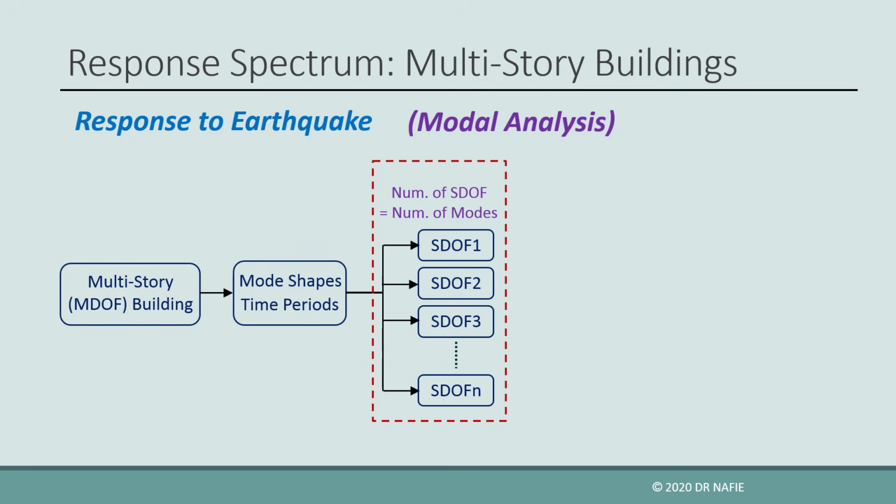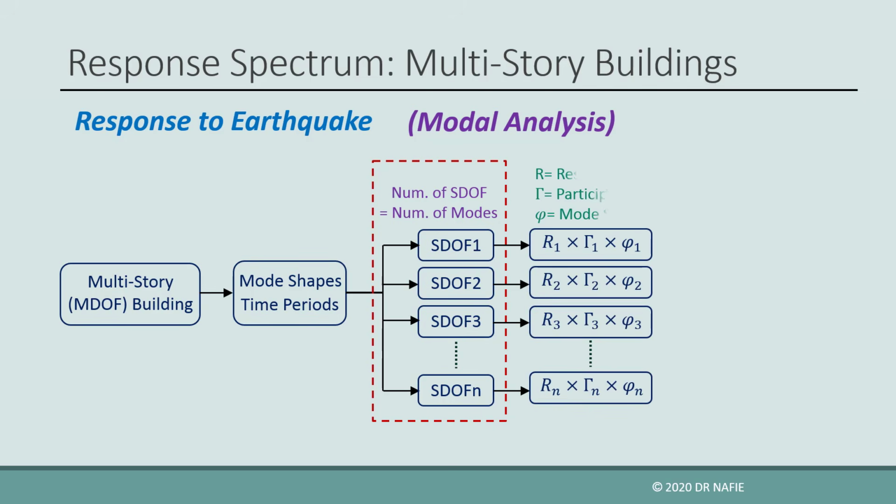For each mode shape, we calculate the modal participation factor tau. The response of the building for each mode is obtained by multiplying the result of the single degree of freedom analysis of that mode by the participation factor of that mode, tau, multiplied by the mode shape phi.